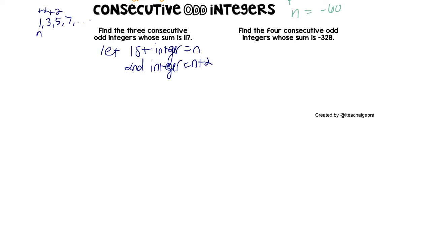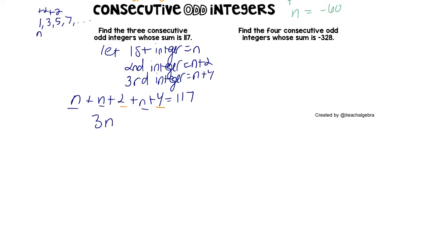From 3 to 5, that's plus 2 more. So the third is n plus 4. So we want to add these up, n plus n plus 2 plus n plus 4, and their sum is 117. We can add all the variables and all the constants. I'll try hard to do it right this time. 3n plus 6 is 117. So we subtract 6 from each side, and we get 3n equals 111.